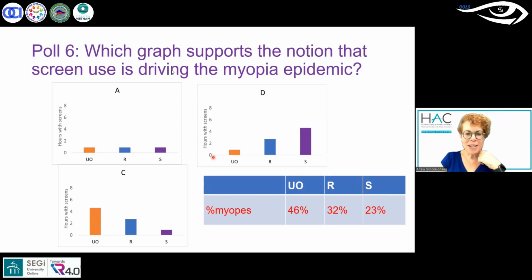Results. I didn't ask you what you think the results are going to be. I asked you what would support the notion that it was screens. So if more kids are myopic, I would expect the ultra-Orthodox kids to have a lot more screen use, like in C. In C, we see the ultra-Orthodox kids. These aren't the results. This is a prediction. But now let's look at what the results really are.